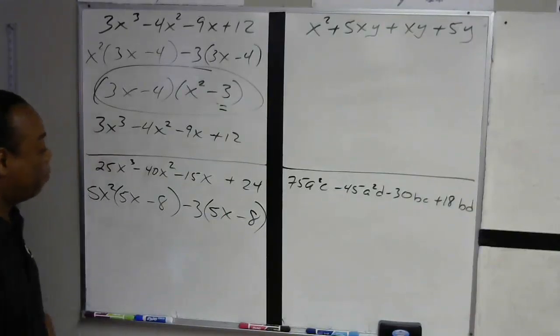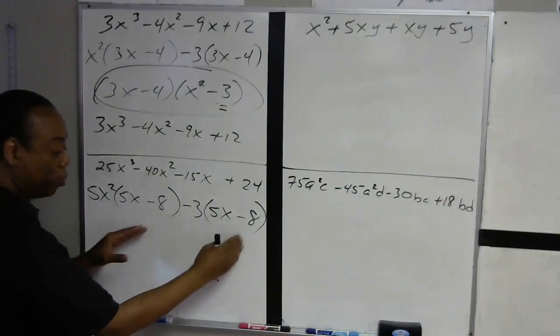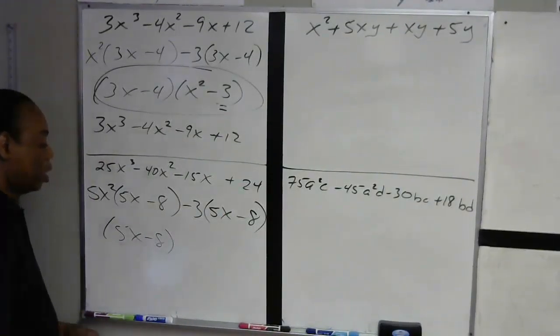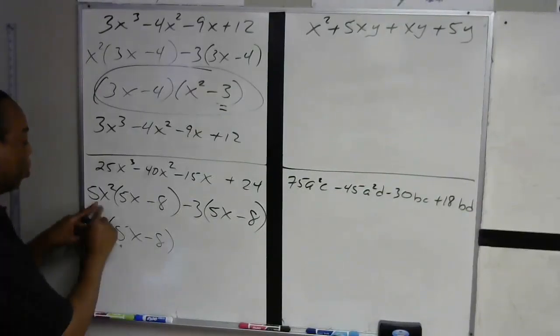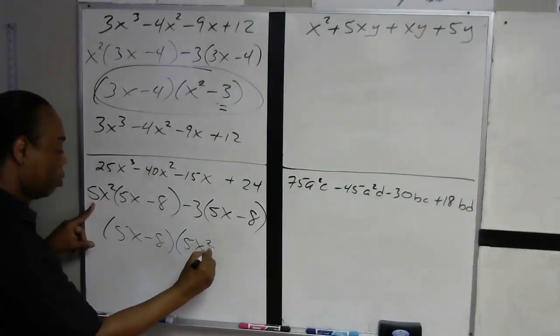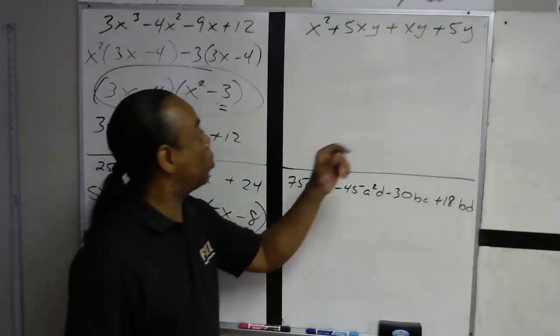Okay. Now, my GCF for both of these is 5x minus 8. It appears in both terms, so we're going to take that out. And the binomial that's left will be made out of the 5x squared and the negative 3. And that's finished.